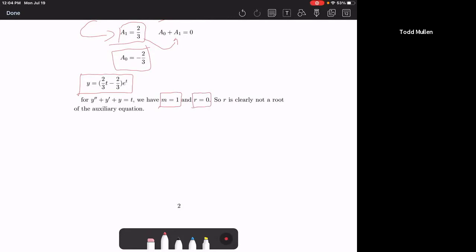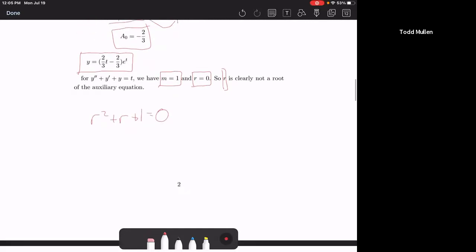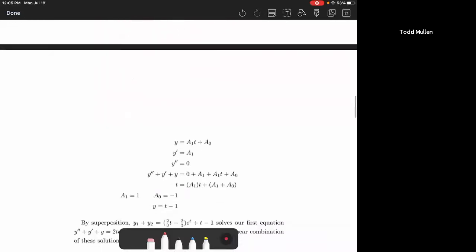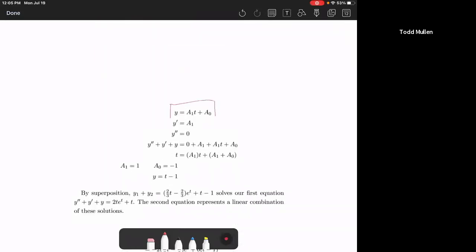Now we're asked to check, of course, if R is a root of the auxiliary equation, but 0 is not a root of R squared plus R plus 1 equals 0. So our table tells us that Y is just going to take the form A1t plus A0. Nothing else involved here, no E's, nothing else. So when we start taking derivatives, actually, by the time you take your second derivative, everything is gone and we're just down to 0. So plugging these in will be much simpler. Y double prime plus Y prime plus Y. We just add up the terms that we just solved for. So A1t plus A0 plus A1 plus 0.